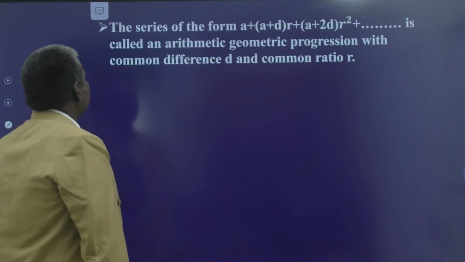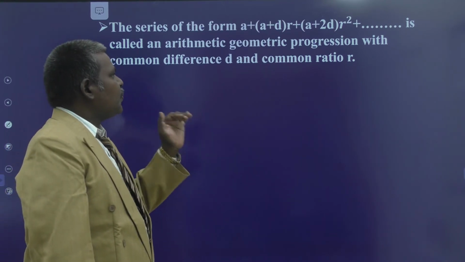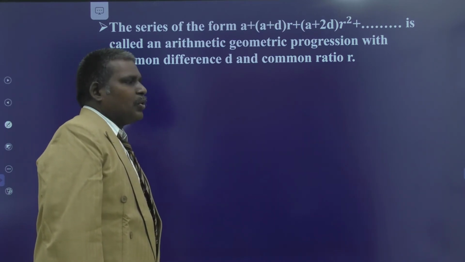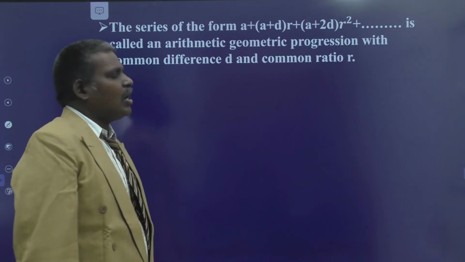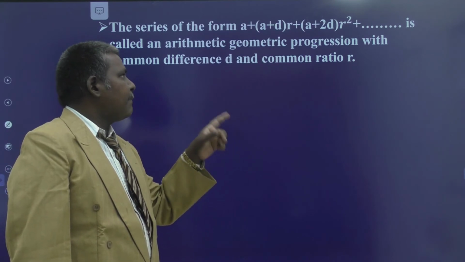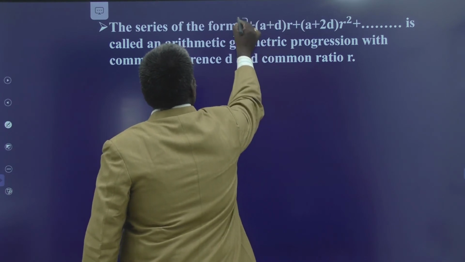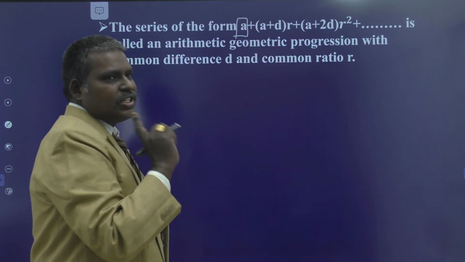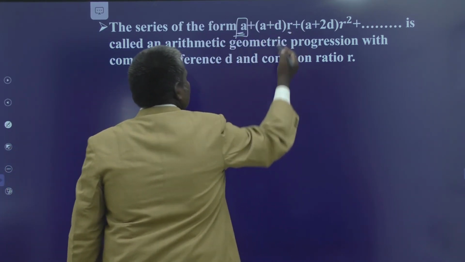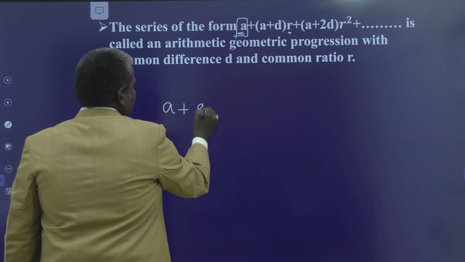Next one. The series of the form A plus D into R, A plus 2D times R square plus and so on is called arithmetic geometric progression with the common difference D and common ratio R. This is a mixed series. So remember my dears, the first term contains only the term which is related to the arithmetic progression. There is no common ratio here. Common ratio starts from the second term itself. Okay, don't miss it.